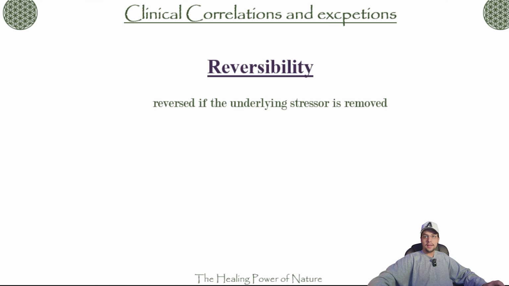Clinical correlations and exceptions. Metaplasia can often be reversed if the underlying stressor is removed. Early intervention plays a critical role in preventing progression to dysplasia or malignancy, aka cancer. So, like I said before, one example is Barrett's esophagus. Treating acid reflux can reverse metaplastic changes in the esophagus.